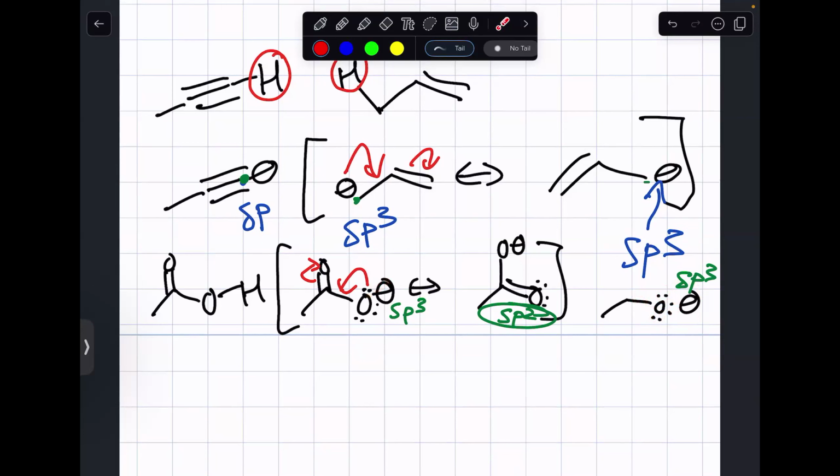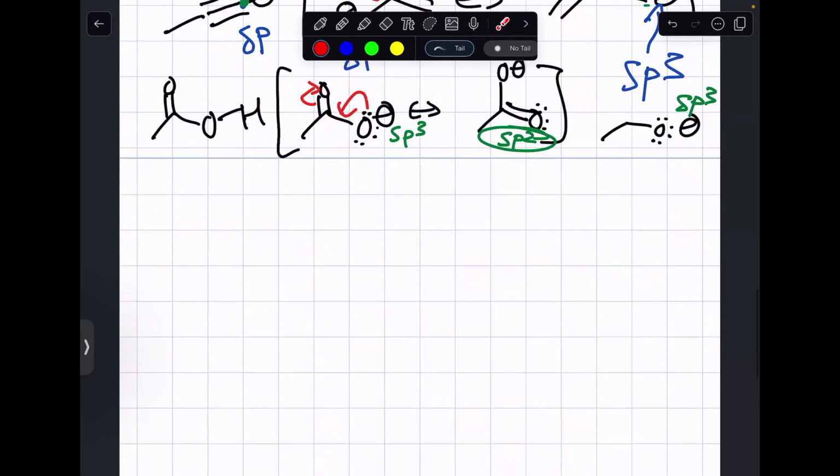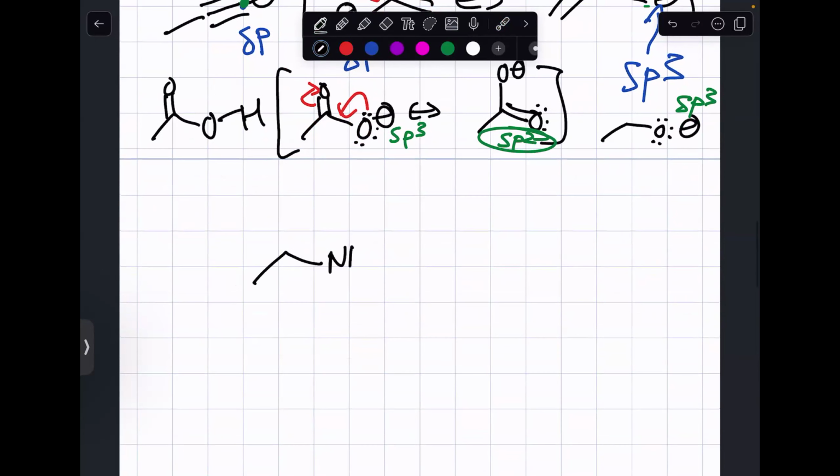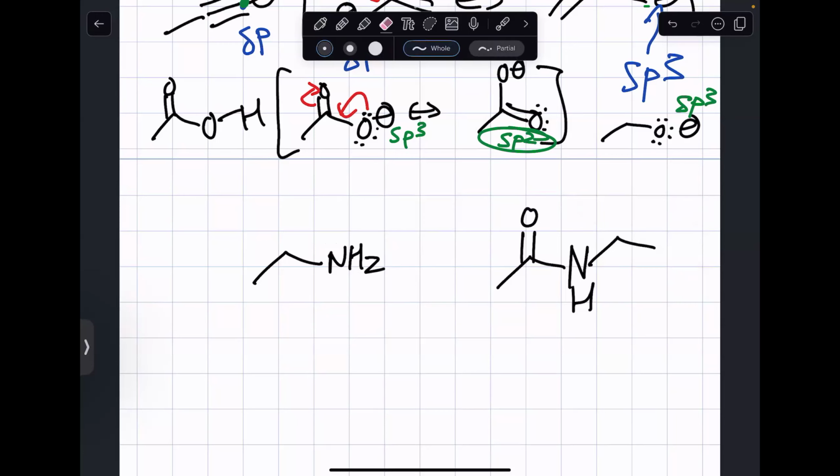So that could be another type of question, like what is the hybridization of this atom here? If it can do resonance, then it's sp2. If it can't do resonance, then it's sp3. Let me give you a similar problem to that. They will most likely not give you lone pairs, so you have to figure that out by the formal charges and everything. What is the hybridization of this nitrogen here?